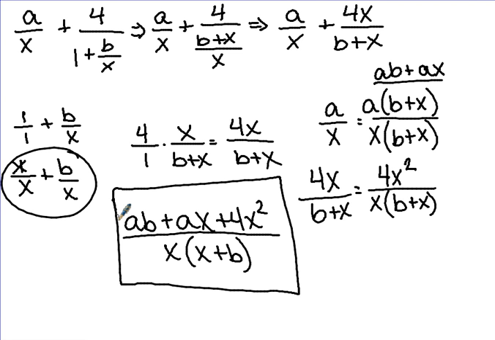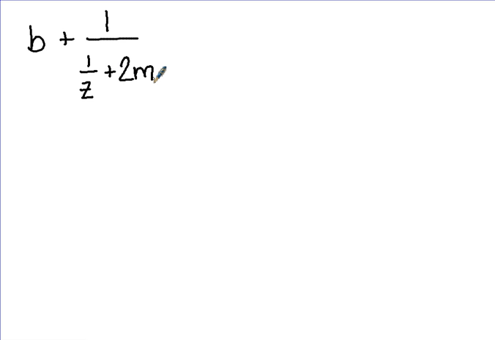All right, I'm going to have you do one more example on your own. This example needs to be done in your notes, and we will check it in class. Here's your example. We have b plus 1 all over 1 over z plus 2m. All right, that needs to be simplified completely. Go ahead and pause the video, and when you've simplified it, hit play to continue the lesson.